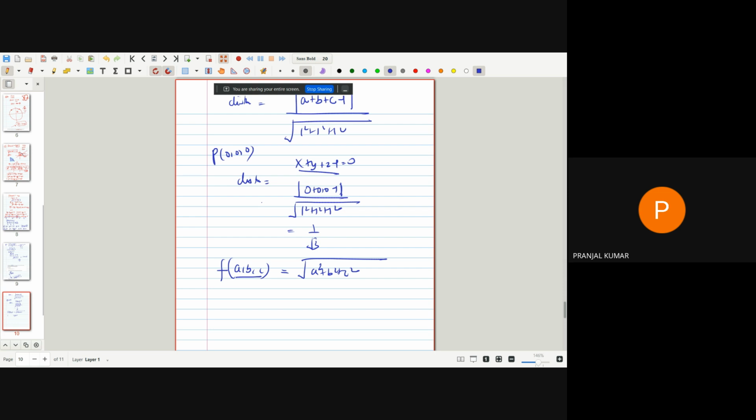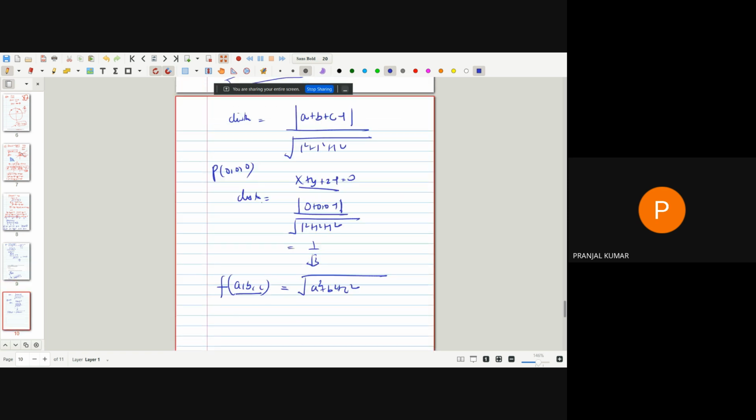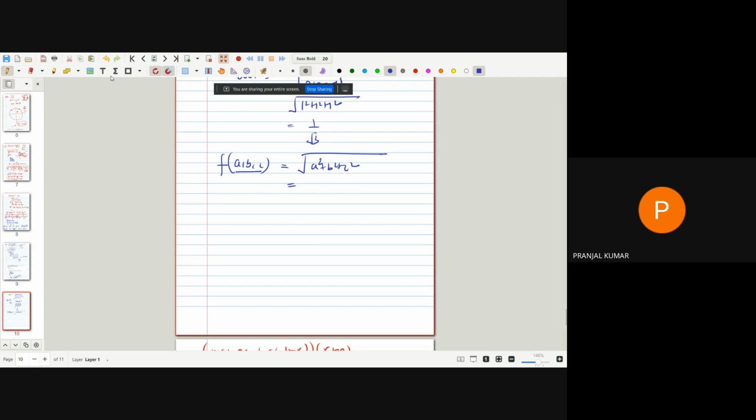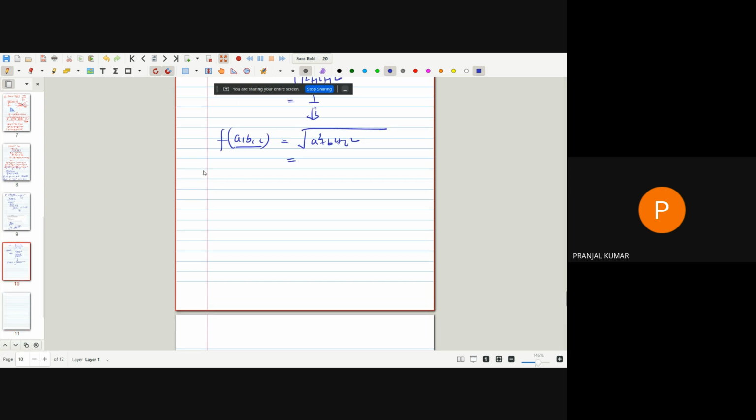Now, you can see this is a monotonic function. It will always keep on increasing. So instead of minimizing the distance, what you can do is take g, and I will take the square of this function. So a square plus b square plus c square.